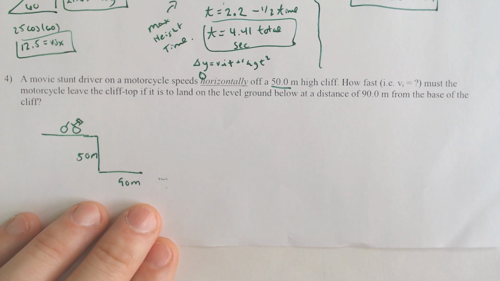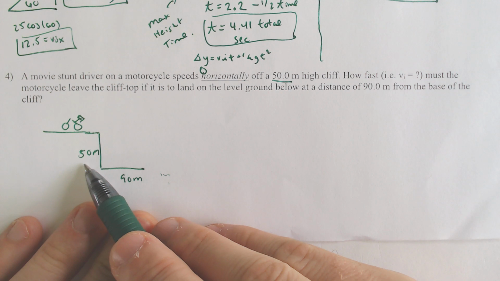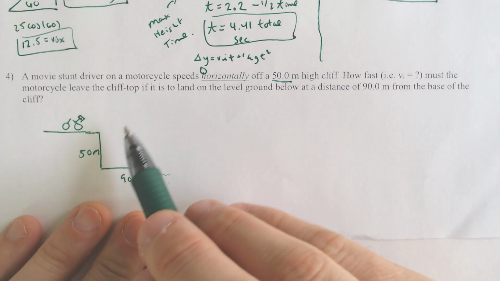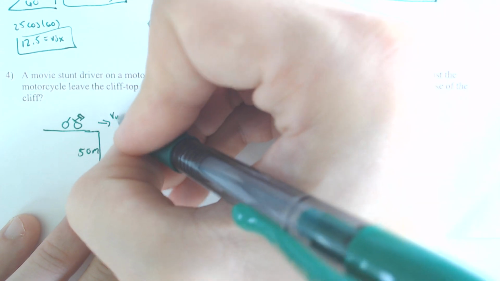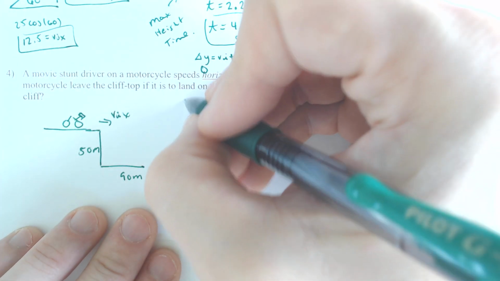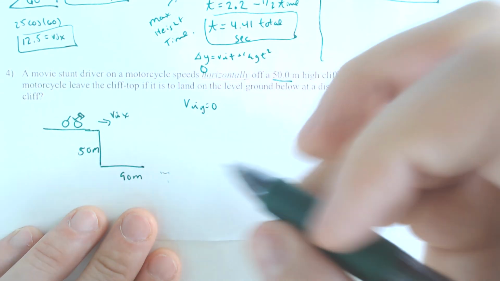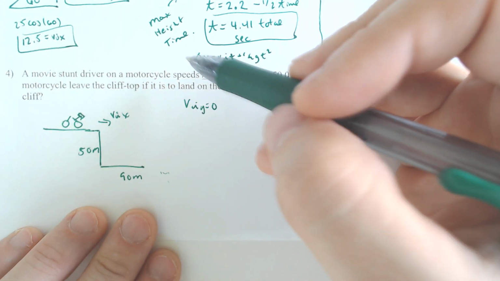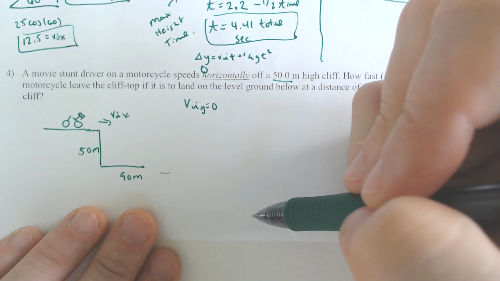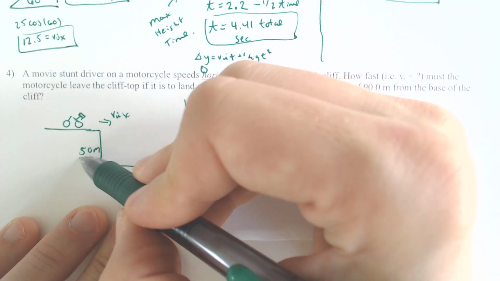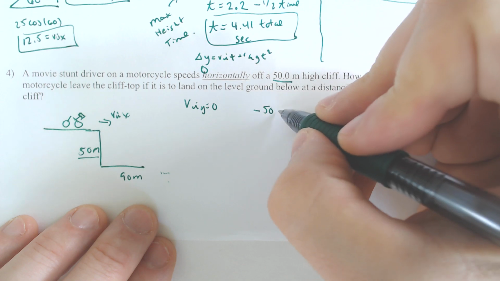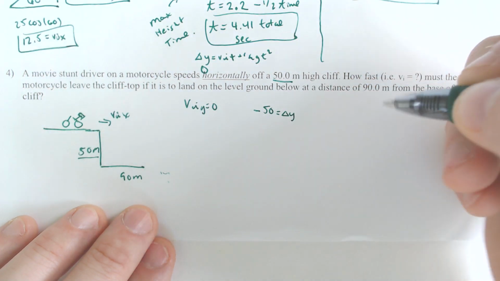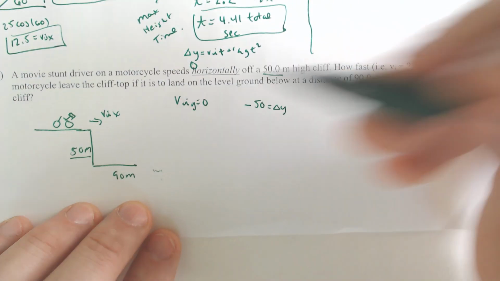All right? And I know that if he's going horizontally, he's going all horizontally, the initial for y will be 0. Okay, so the vi for y is 0 because he's only going horizontally. His initial velocity for y has got to be 0 meters per second. So that means he has to fall 50 meters. So that means that we have negative 50 is equal to our delta y. Because he started up here, he went down there.